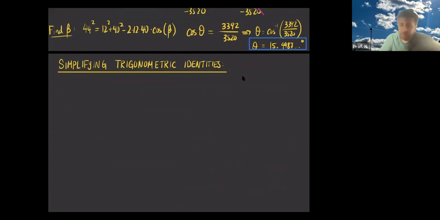So what are we speaking of? The identities we've discussed before, right? Recall the Pythagorean identities. For example, sine squared theta plus cosine squared theta equals 1. This is called the Pythagorean identity. We've talked about this.